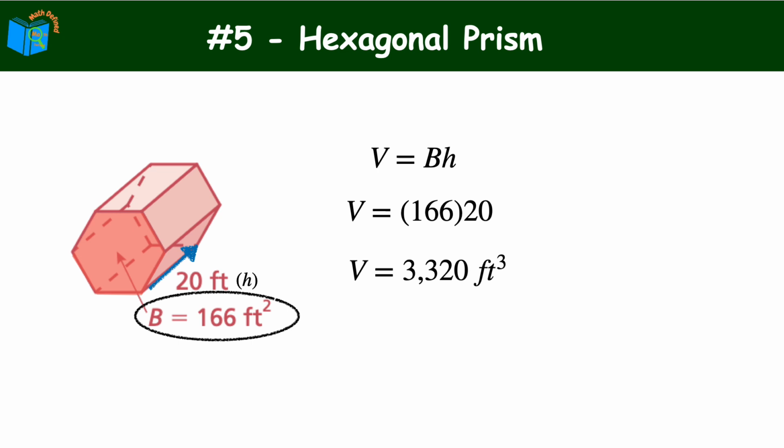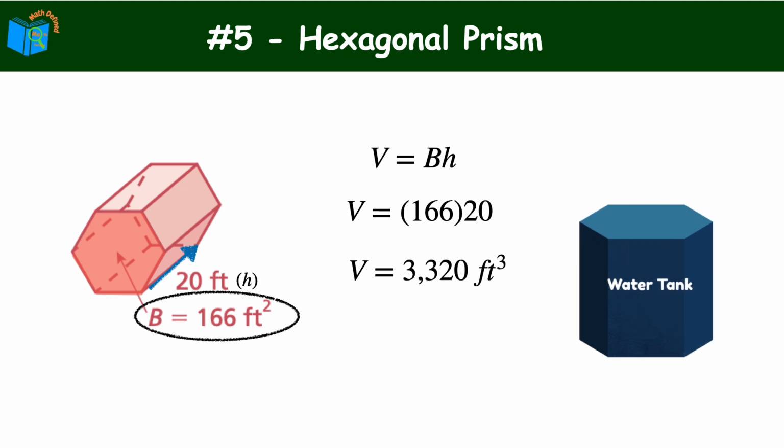3,320 cubic feet. You might be surprised to learn that many water tanks are shaped like hexagonal prisms because the flat sides make them easy to assemble and to store. And one like this with a volume of 3,320 cubic feet would hold about 24,000 gallons of water.